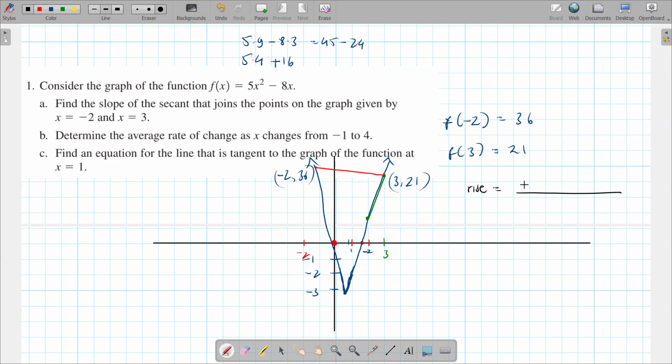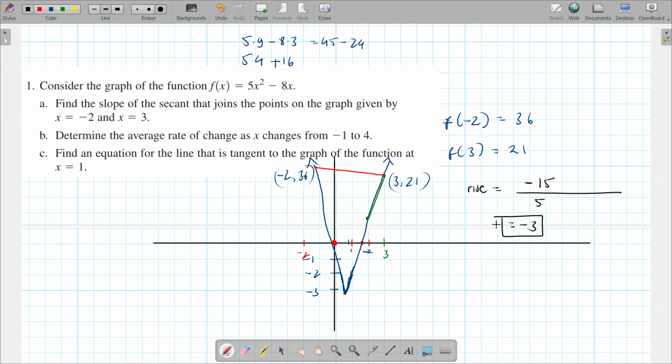Positive 15 or -15? Negative, -15. From -2 to 3, be very careful here. From -2 to 3, what's the run? It's 5. So your slope is -3. And there we go. That's the answer to this question. -3. Does that make sense?